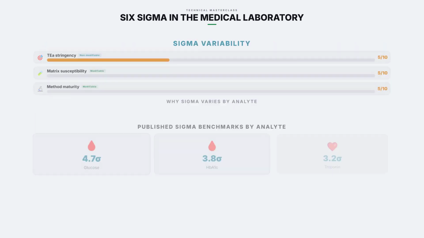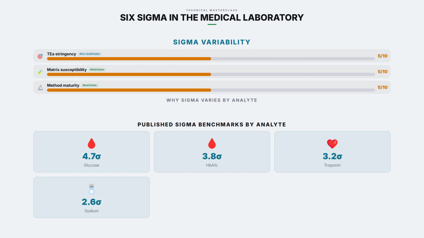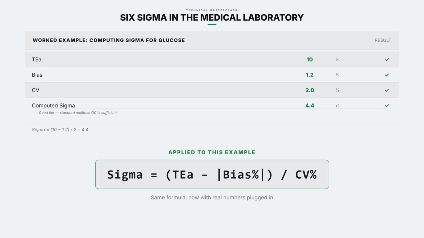Sigma isn't a lab-wide grade, it varies enormously analyte to analyte, and knowing why matters as much as knowing the number. T stringency, matrix susceptibility, and method maturity all move it independently. Published EQA-derived benchmarks show glucose commonly running 4 to 5 sigma, HbA1c closer to 3.5 to 4, and sodium, despite being one of the most basic tests in the lab, often sitting stubbornly below 3, purely because its allowable error window is so tight. Let's compute one with real numbers.